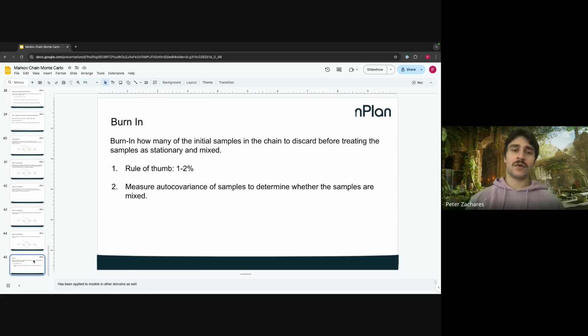And the other way that he suggests doing this is to measure autocovariance of samples to determine whether the samples are mixed. What I found interesting about that is that as a practitioner, he seems to care a lot more about mixing than whether the distribution has converged to the stationary distribution. So maybe there's some result that I don't know about that says that you'll converge to the stationary distribution before you've mixed well. And so really, if you've mixed well, then you know that you've converged to the stationary distribution. Okay.